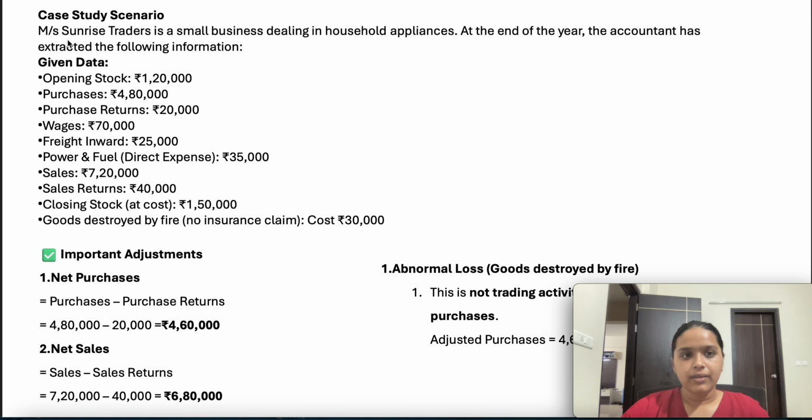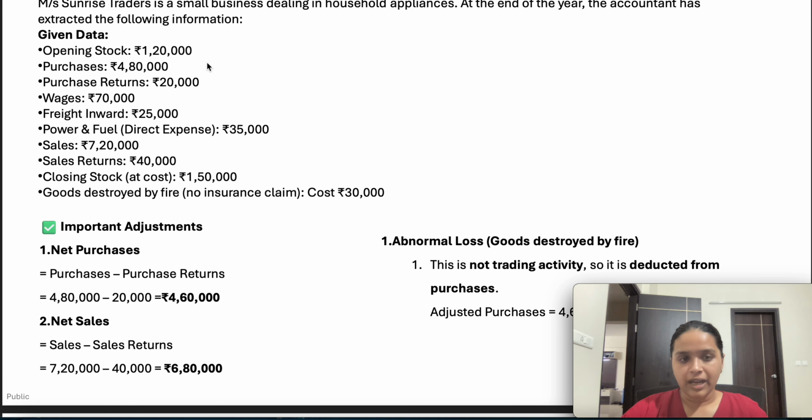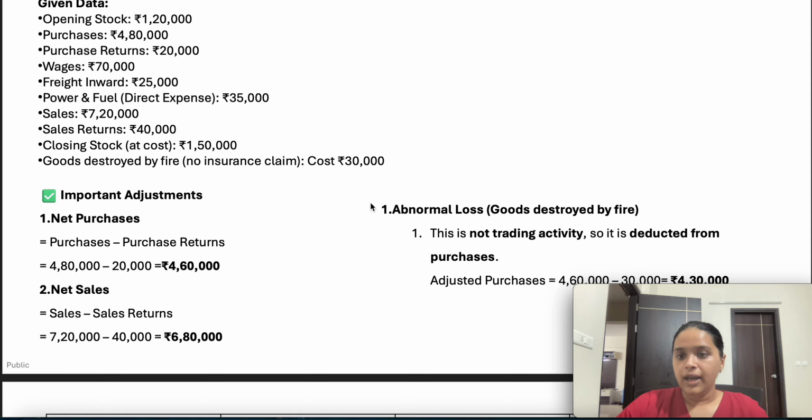Next case study: Sunrise Trader is a small business dealing in household appliances. At the end of the year, the accountant has extracted the following information. The opening stock is 1,20,000. Net purchases are 4,60,000. Wages 70,000. Freight inward 25,000. Direct expenses 35,000. Sale 7,20,000, and sale return is 40,000. It means the net sale we have to consider while arriving at the gross profit is 6,80,000. Closing stock 1,50,000. Goods destroyed by fire, no insurance claim, 30,000. It means some of the goods have been destroyed by fire, 30,000.